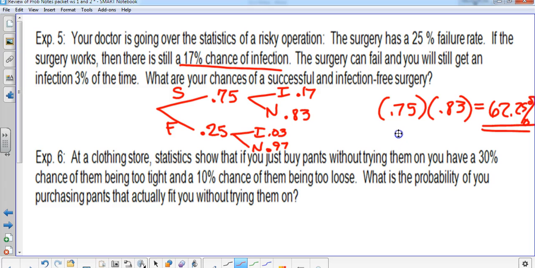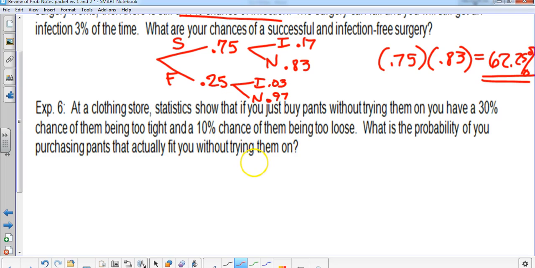Who knows what the surgery is for? I mean, all right, guys, let's keep going so we can get to homework questions.